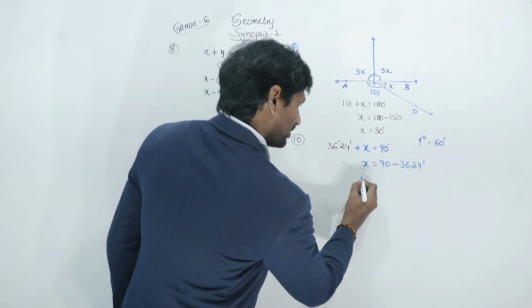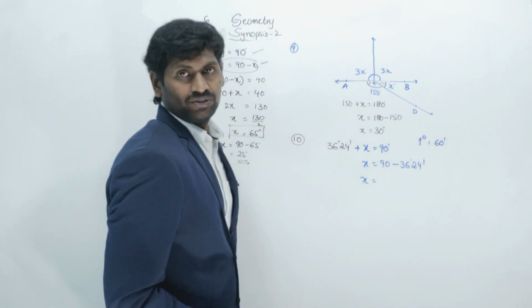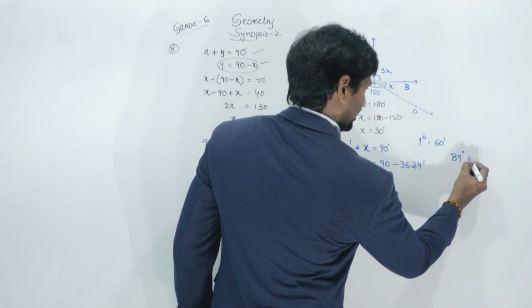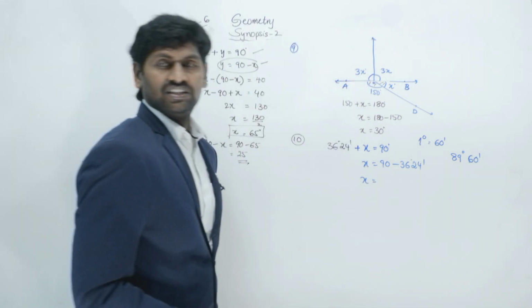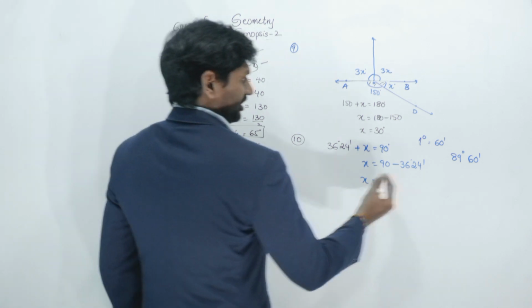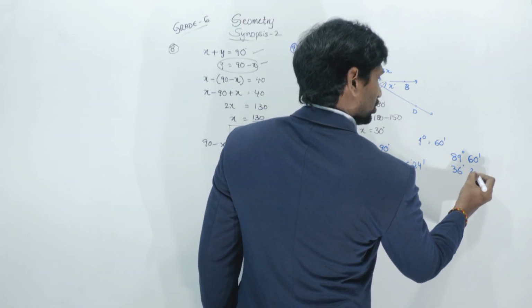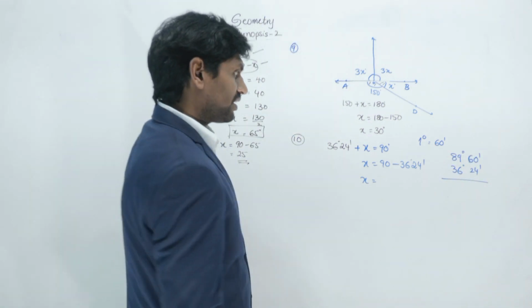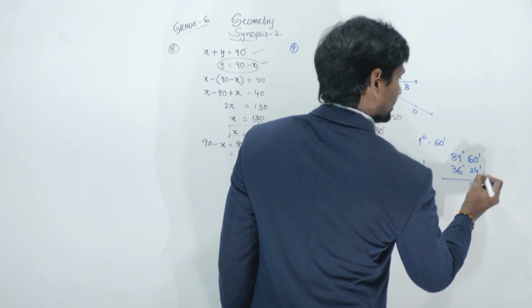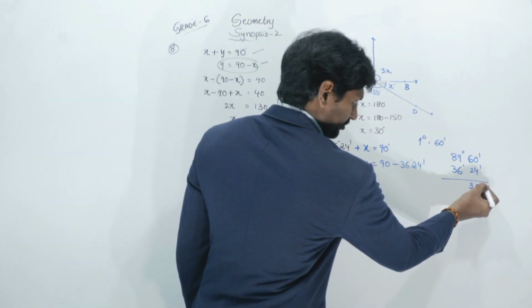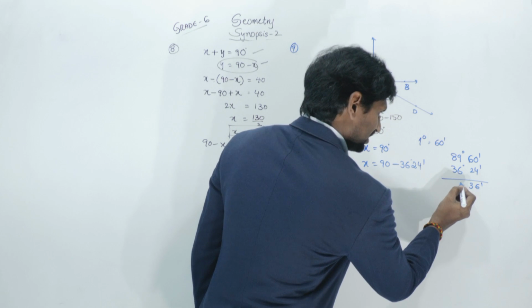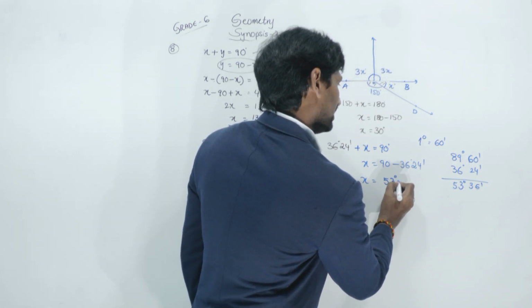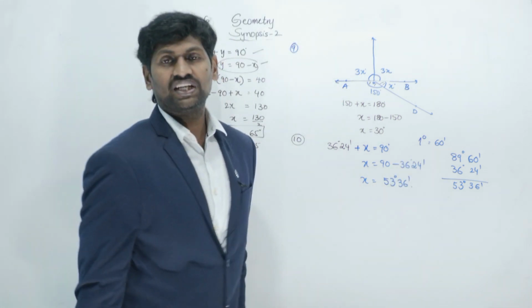So 90 minus 36, you subtract. Or else we can write 90 degrees as 89 degrees 60 minutes. Here 36 degrees 24 minutes. Subtract. 60 minus 24 is 36, so this is 36 minutes. 89 minus 36 is 53 degrees. So we can write that the answer is 53 degrees 36 minutes. That is our required answer.